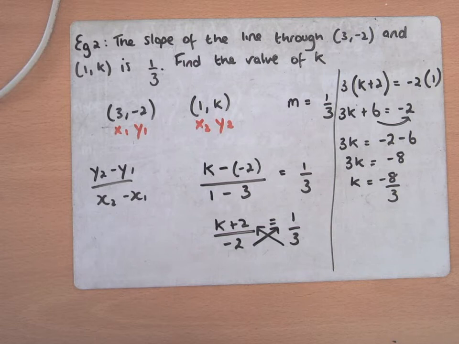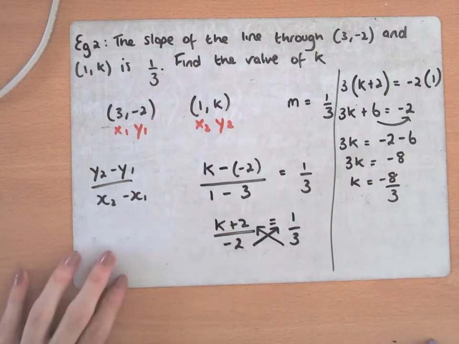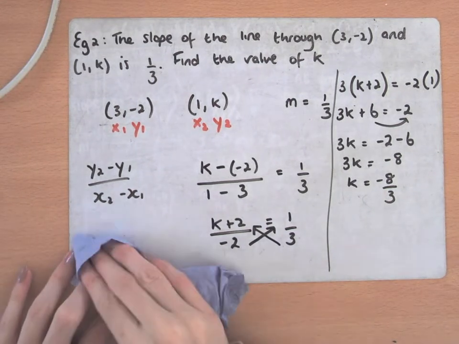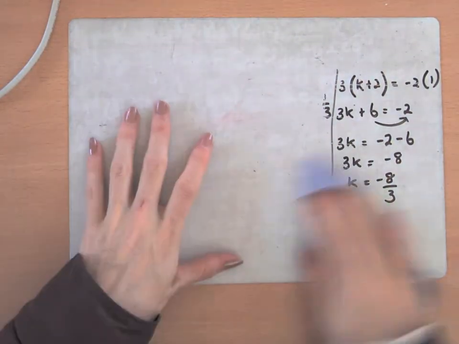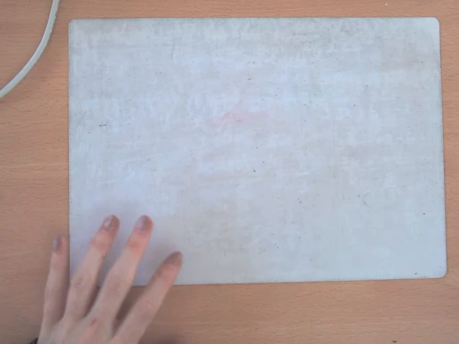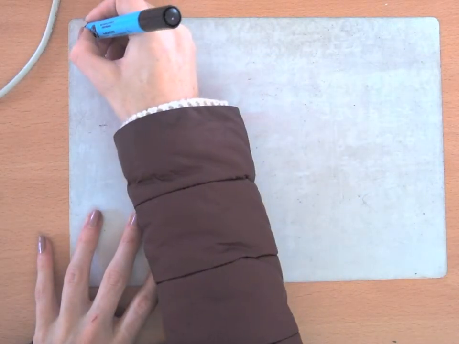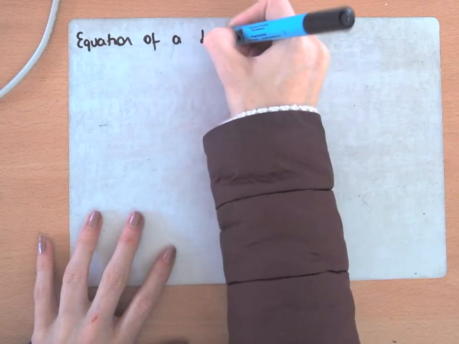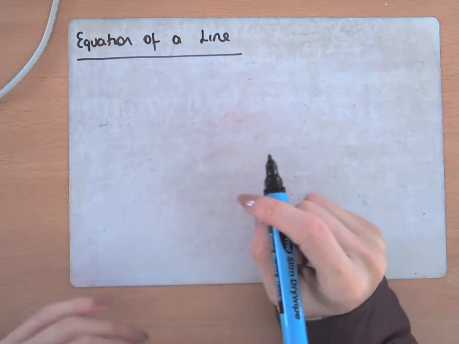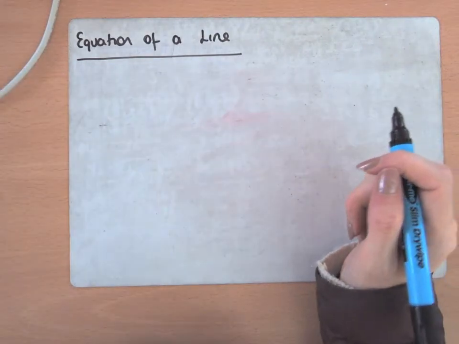We're going to start a new topic in this. Okay? So, a new little heading. So we've done distance, we've done midpoint, we've done slope, and now we're doing equation of a line.